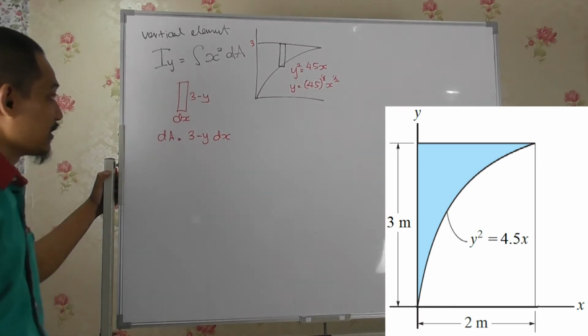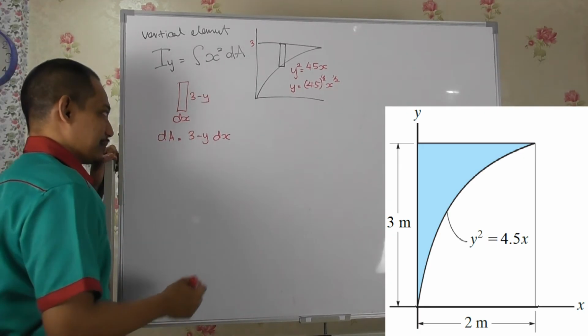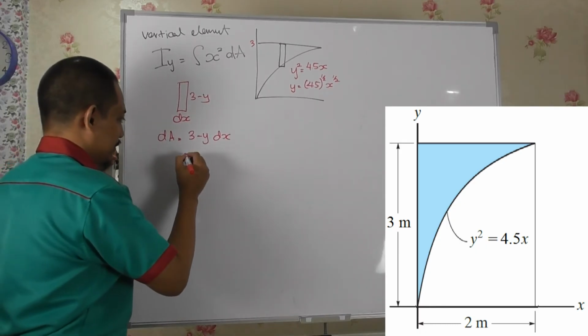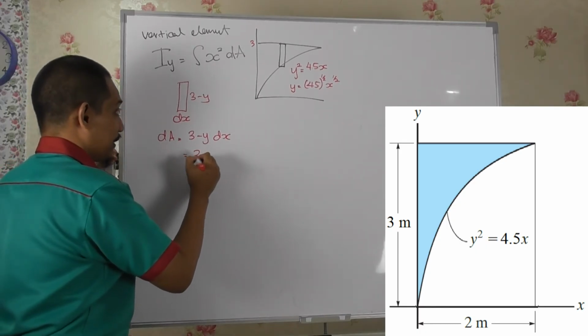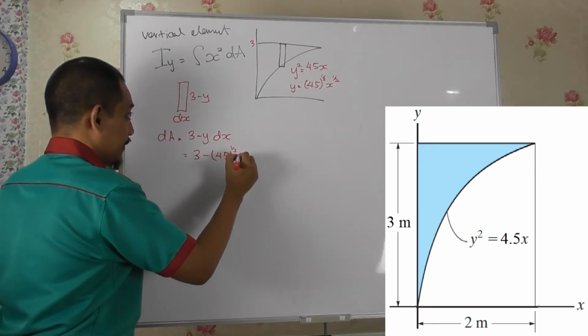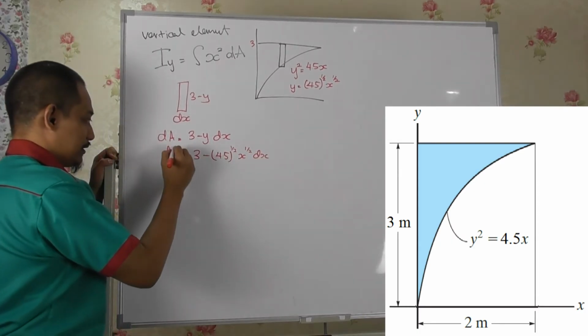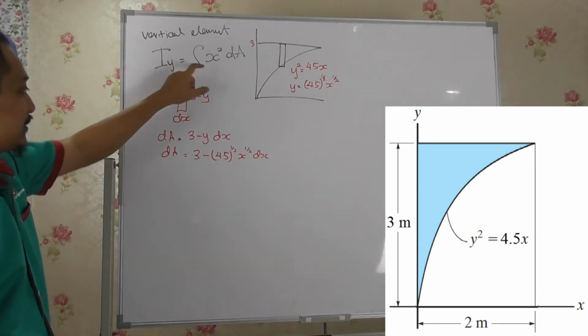That's square root, right? Okay, let's stick with this one. I don't like decimal points that much in calculation, but anyway, we'll stick with this one. So 3 minus 4.5 to the power of half, and then x to the power of half dx. This is dA. So plug in this equation.